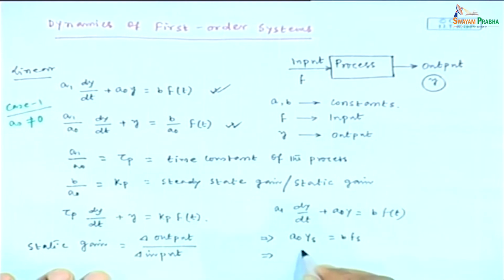Now, if we rearrange this equation, a0 ys equals b fs, ys divided by fs becomes b by a0. So, what is ys by fs? That is again output by input change. That is why we have represented b divided by a0 as steady state gain, and that we have represented by K p.